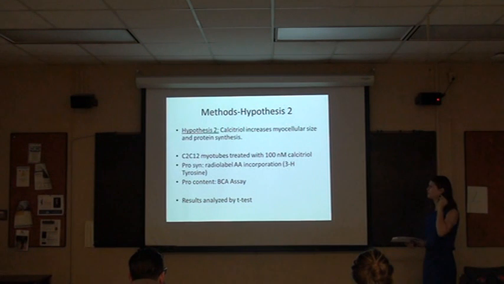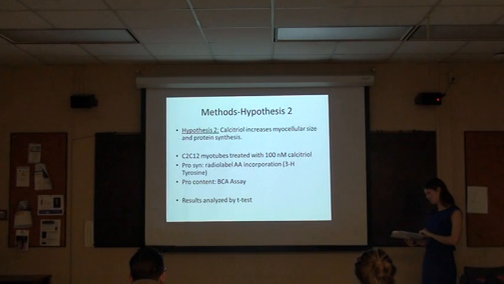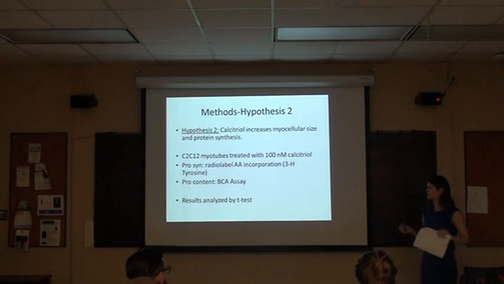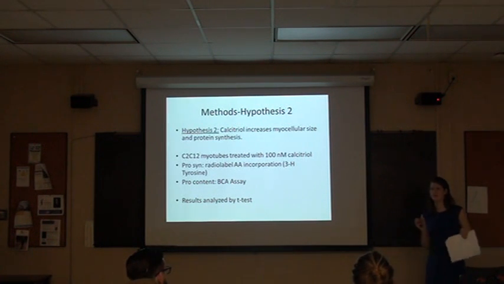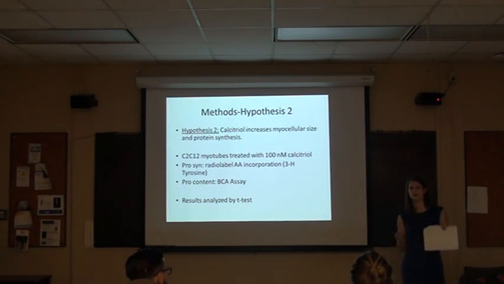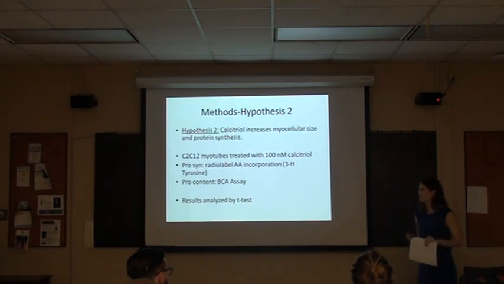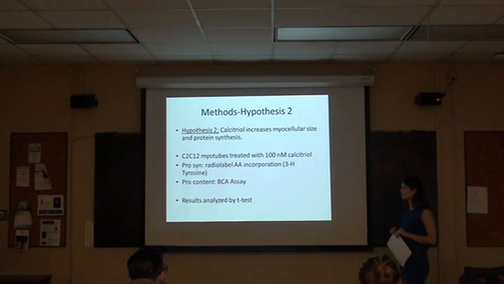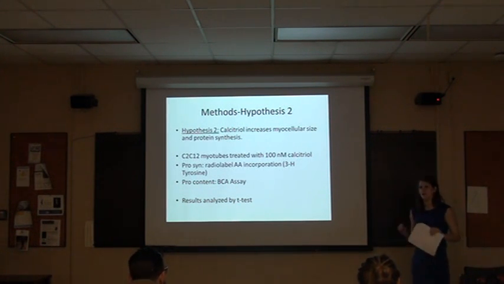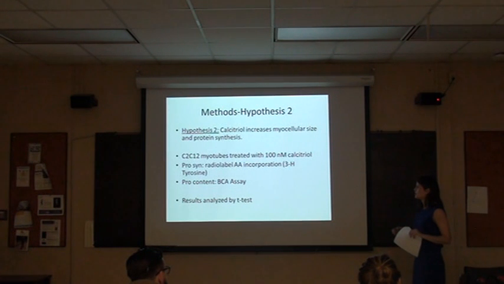And for looking at protein synthesis, specifically with our cells, we looked at radiolabeled amino acid incorporation. So we fed the cells tyrosine for 2 hours and then collected the proteins and looked at the amount of radioactivity relative to the protein. So that's how we look at protein synthesis. And then protein content was looked at with a BCA assay, which looks at the total concentration of protein in our wells, or in our solution. And those results were in our SPI test.